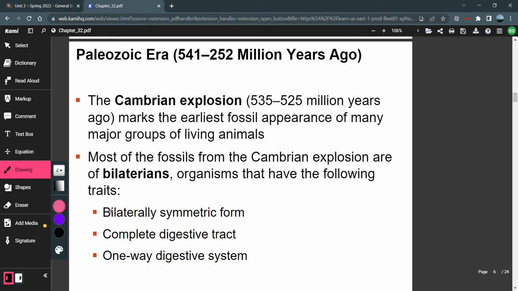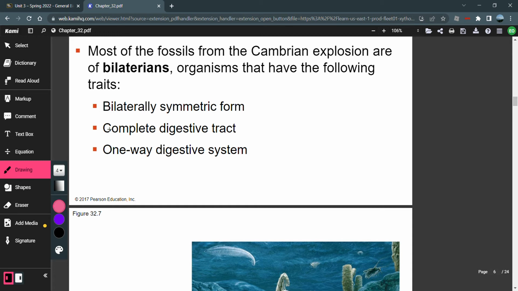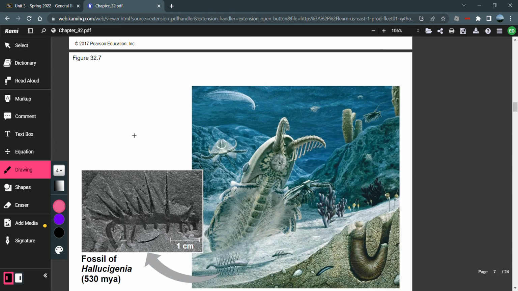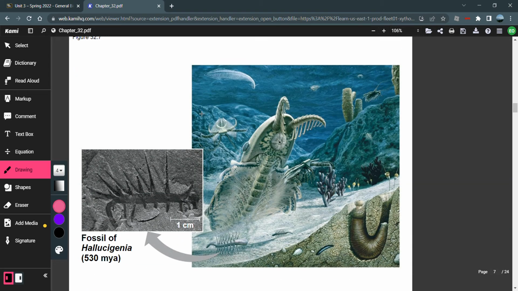They have a bilaterally symmetric form and a complete, one-way digestive tract, meaning they have a mouth and a separate opening called the anus. Food goes in through the mouth, to the esophagus, through the stomach, then into the small intestine, then out through the anus. So it goes one way. Here's a picture of what the Cambrian explosion should have looked like.